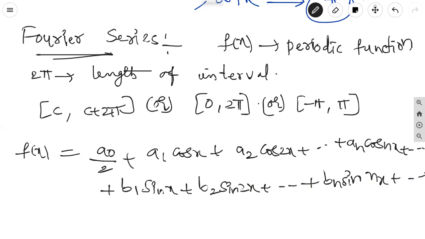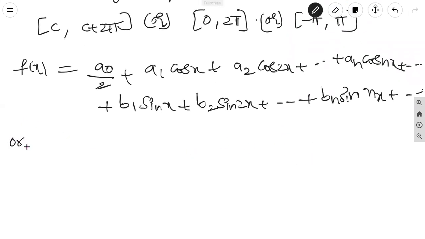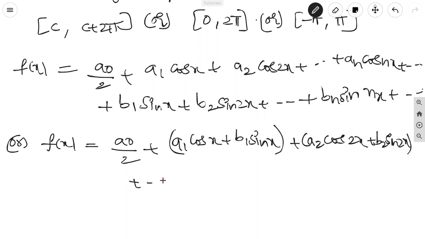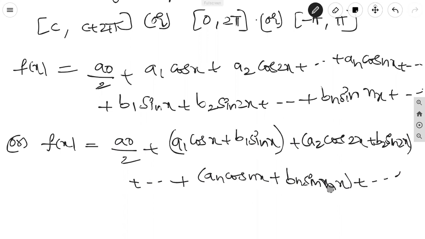That is nothing but we can write in the other form: f of x equal to a naught by 2 plus a1 cos x plus b1 sin x plus a2 cos 2x plus b2 sin 2x plus so on plus an cos nx plus bn sin nx plus so on. This is called the Fourier series.